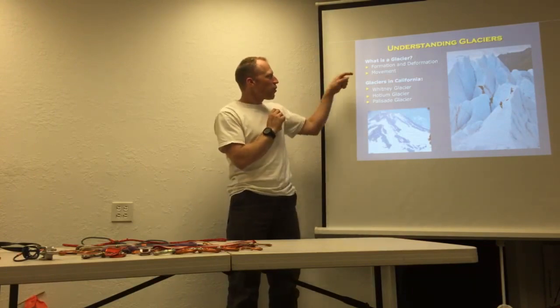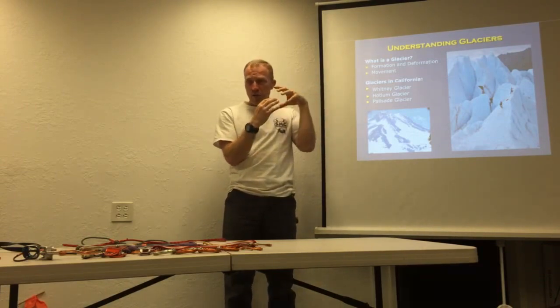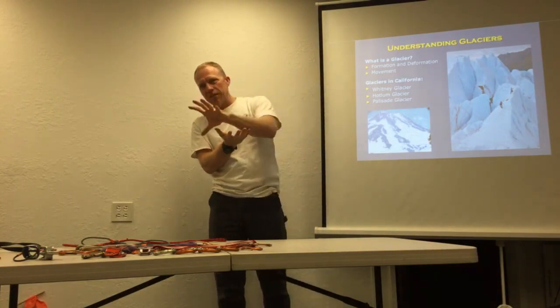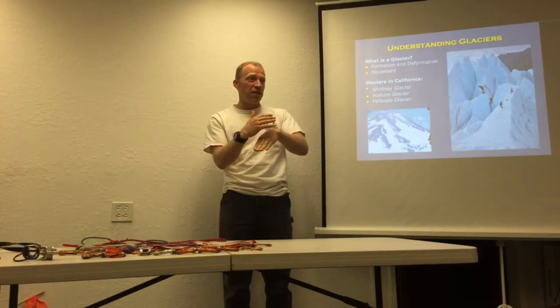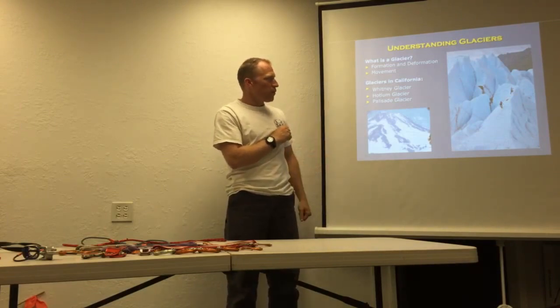Because it moves on a gradient, it will form at a high elevation because of excessive snowfall, compact, and then start sliding down the mountain under its own weight. And while it does that, it will deform because of the forces of gravity and the bed that it's riding on. And so that's the two things that create all of the wonderful features we get to play on, gape at, and fall into on a glacier. So hopefully you won't have the latter.